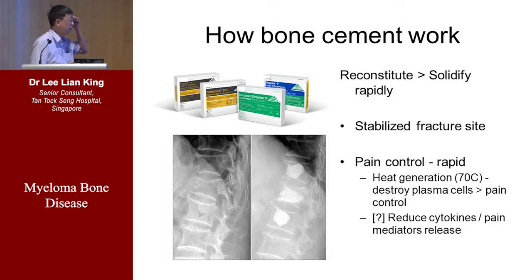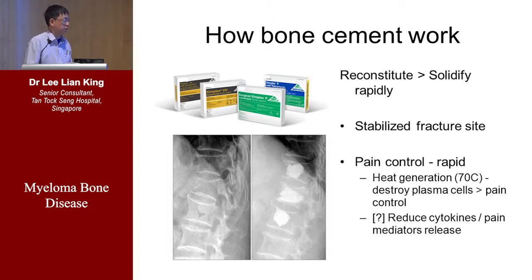Now how does it work? The function of this cement is to stabilize the fracture site, and more importantly to control the pain. So most of the time we refer patients for this procedure for pain control. It's quite difficult to understand why the pain control should be so rapid. You just need to inject that in. Why is that pain control so rapid?